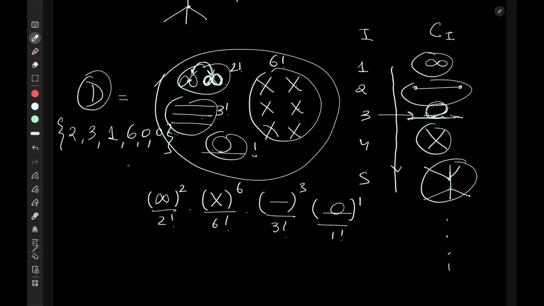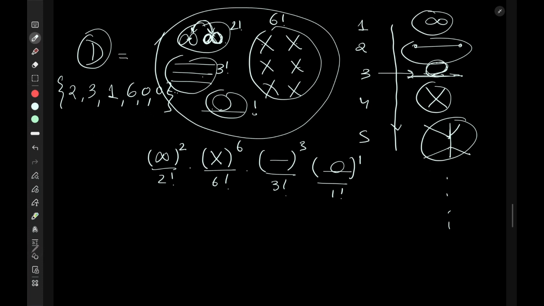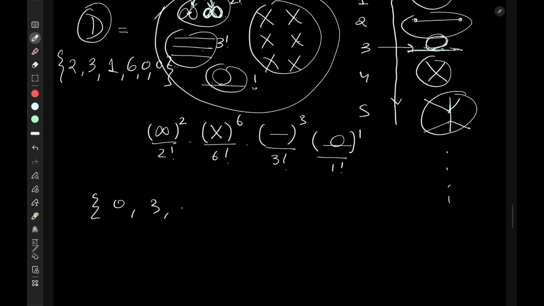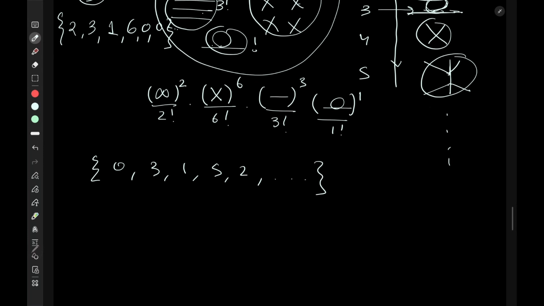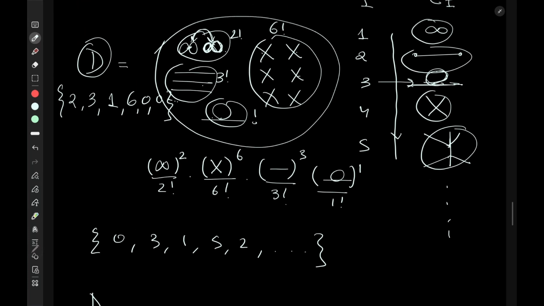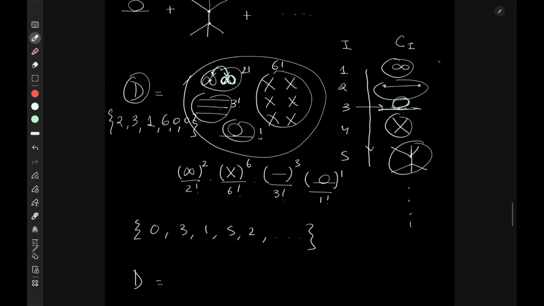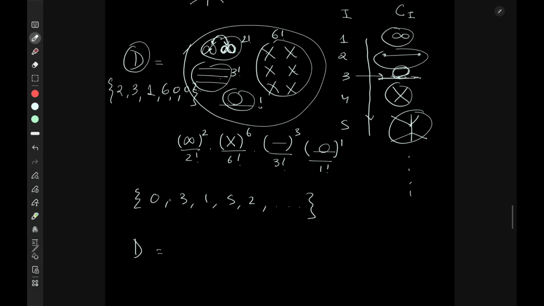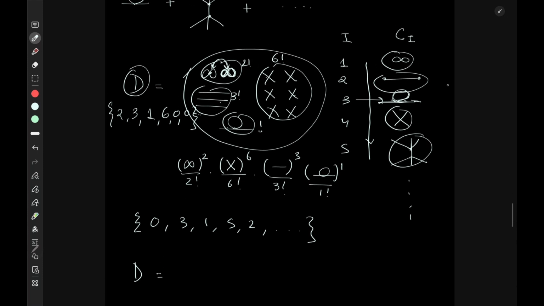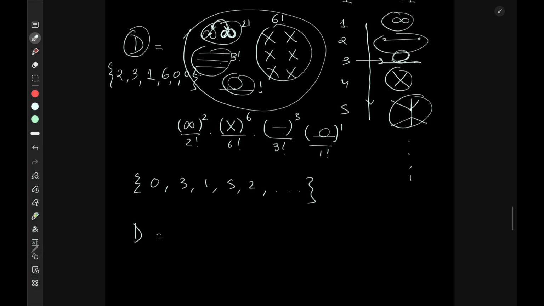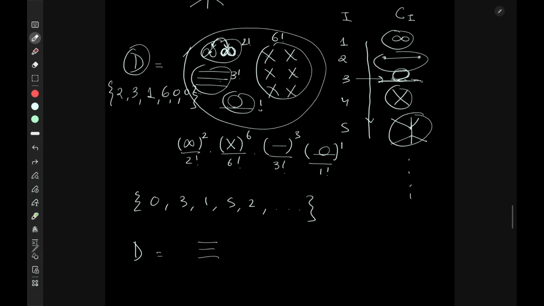From this set of integers, you can immediately construct the diagram. For example, I give you another set of integers, let's say 0, 3, 1, 5, 2, and so on. This set of integers corresponds to a diagram, which means that I equals 1, this type of diagram, there are 0 of these. Then I equals 2, this type of diagram, there are 3 of these, so 3 lines. Then there is I equals 3, which is this diagram, and there is 1 of these.